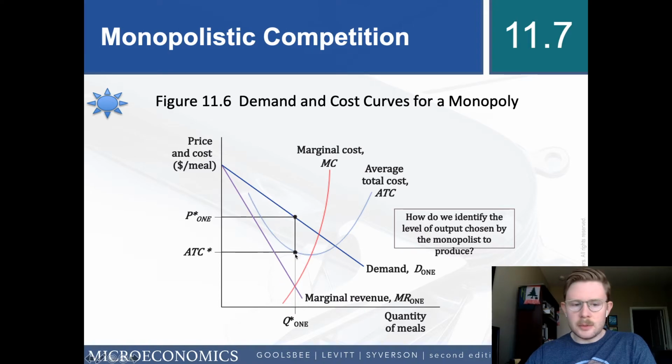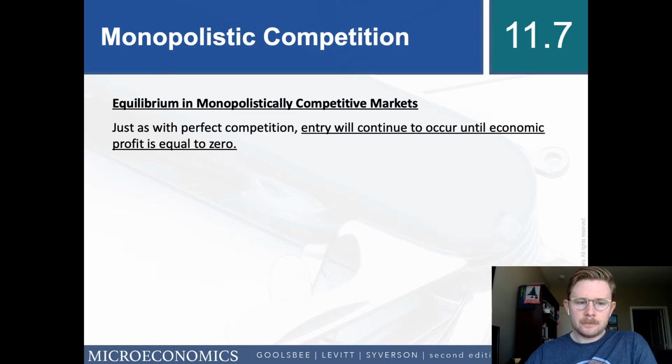However, we have this point in between where the quantity level meets the average total cost curve. It's that area from where the quantity meets the average total cost to where the quantity meets the demand curve that represents profit in this market.